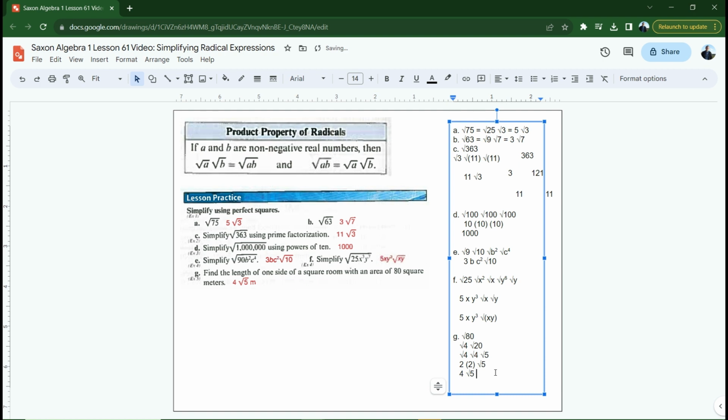And that is how you simplify radical expressions using the product property of radicals. You are now ready to do the assignment for next time.